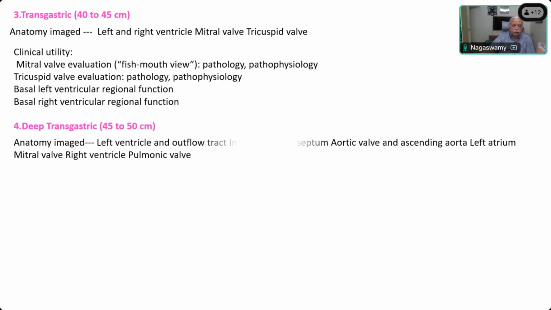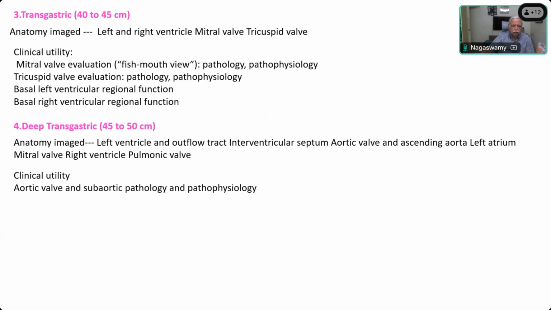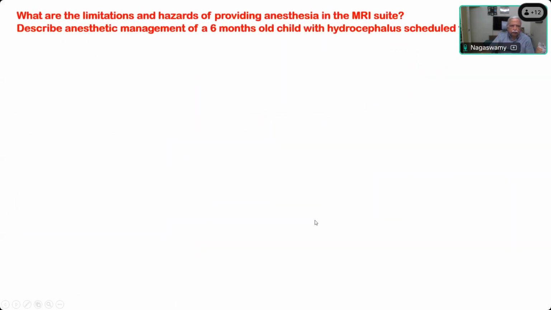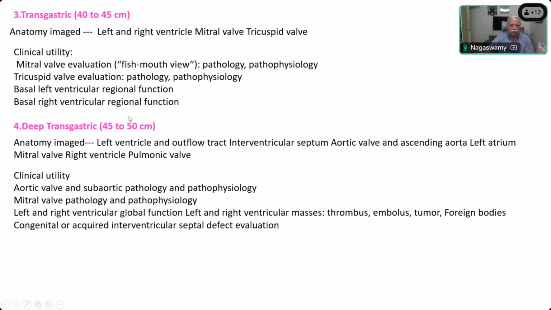And deep gastric anatomy images the left ventricular outflow tract, interventricular septum, aortic valve, ascending aorta, left atrium, mitral and right ventricular pulmonic valve. All the structures can be seen by the deep gastric view, and it is used in aortic valve or subaortic pathology and pathophysiology, mitral valve pathology and pathophysiology, left and right ventricular global function, as well as thrombus. What you saw again in the mid-esophageal, the same thing can be seen here also. So these are all the things that you can visualize.